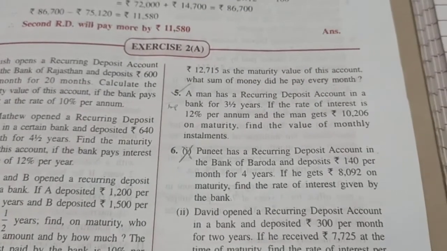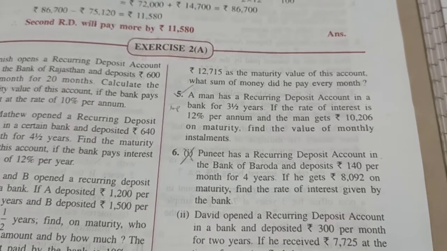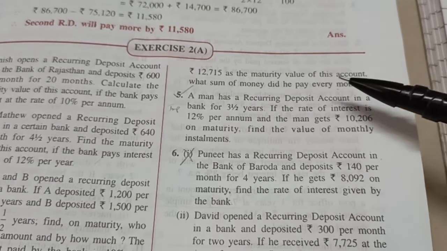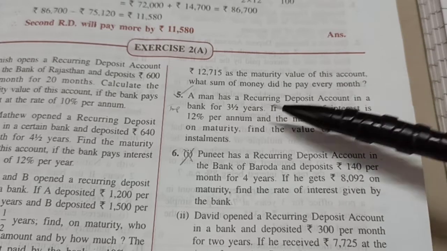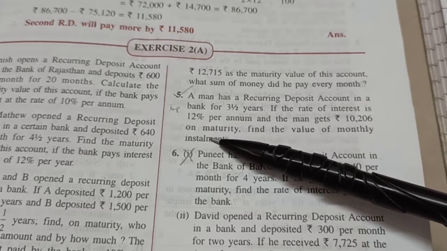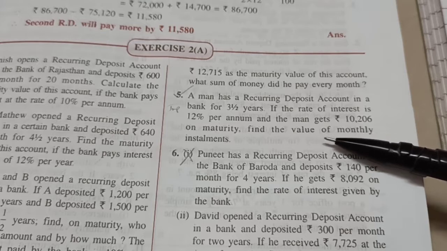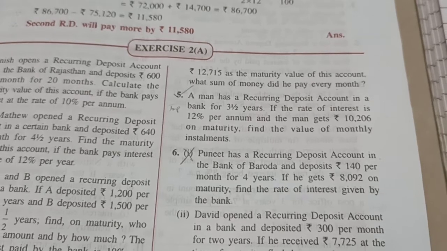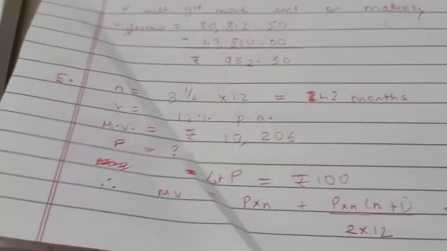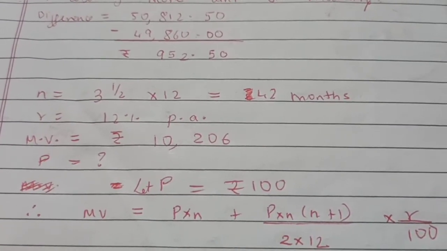Next, the fifth sum. Mark it as IMP. A man has a recurring deposit account in a bank for 3.5 years. In this sum, the time period is given 3.5 years, so value of n will be 42 months. Rate of interest is given, and the maturity value is given. So we have to find P, that is the principal per month or the monthly installments. So we can use the same formula, substitute the values and get the value of P, but let me use another method for this sum.